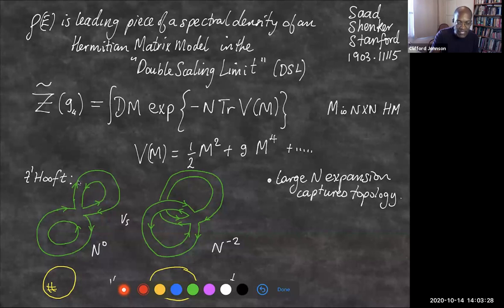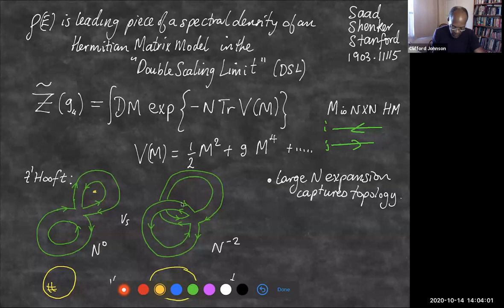And this double line, you can think of it as sort of propagating M, the matrix. And it has an index I and an index J. And in some ways, that's what's being propagated in these diagrams. And so these ribbon diagrams are what make it interesting. If these weren't ribbon diagrams, the topology would be meaningless.